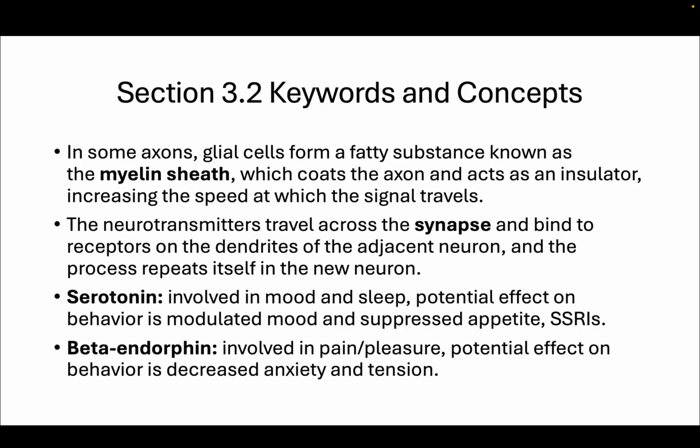And then we also have on this slide beta endorphin. That's involved with pain and pleasure. And when you start messing with that particular neurotransmitter, you can get an effective behavior of like decreased anxiety and tension. So it can help calm you down. It's one of those calm down neurotransmitters.